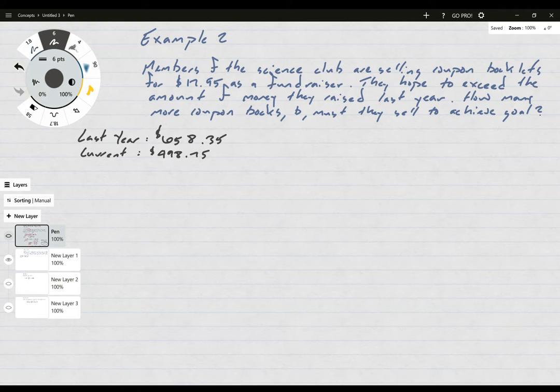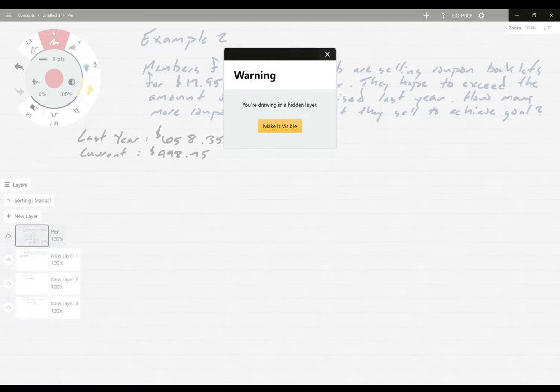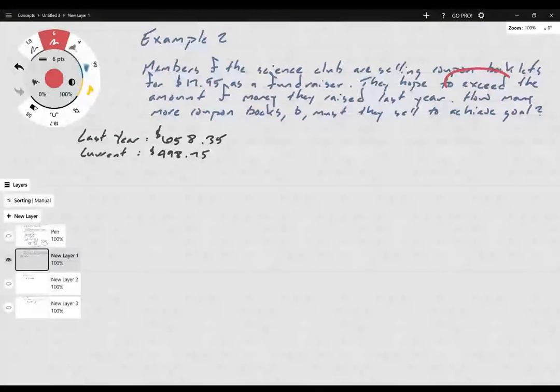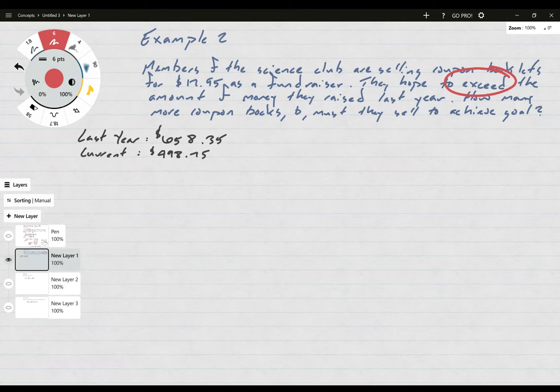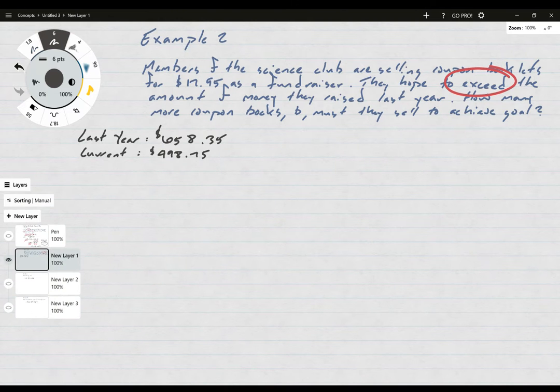So we have a couple pieces of information. Last year they made $658.35. We know they want to exceed that amount, and that tells us what sign we're going to be using. It's more than, so it's going to be more than that. And then currently they have raised $498.75. So we need to set up our inequality now using the information given to us.